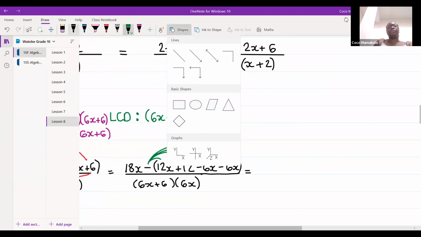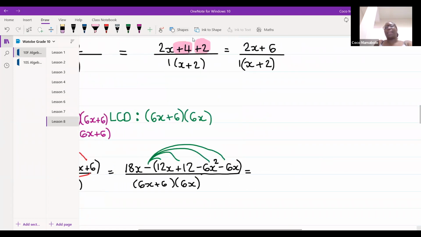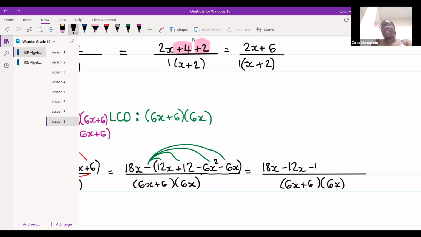Okay. No, I don't want a green line. I want a black line. All right, there we go. And then don't forget, my denominator must come with me. My denominator never stays. It comes with. So I'm going to get 18x minus 12x minus 12 plus 6x squared plus 6x.